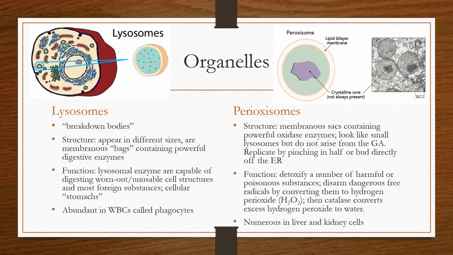So free radicals just being highly reactive chemicals with unpaired electrons that can damage the structure of proteins and nucleic acids, which are normal byproducts of cellular metabolism, but if they're allowed to accumulate, they can have a devastating effect on cells.